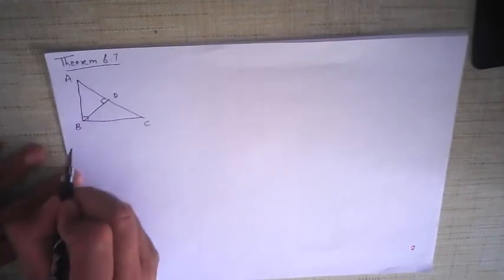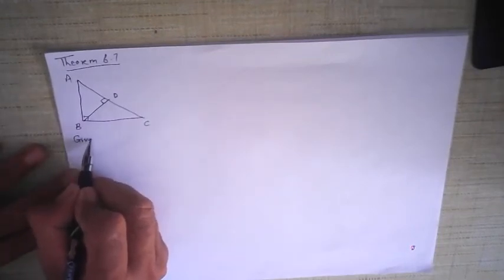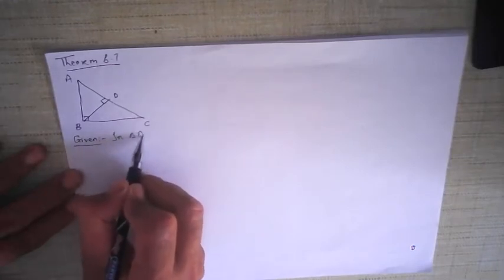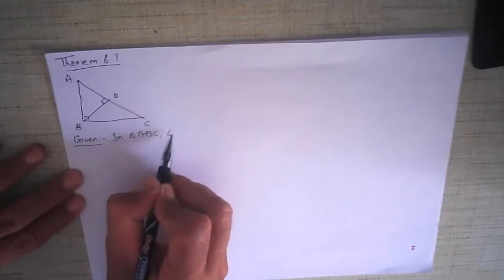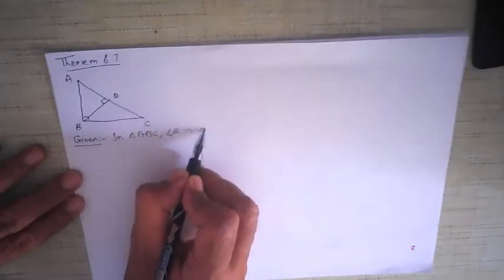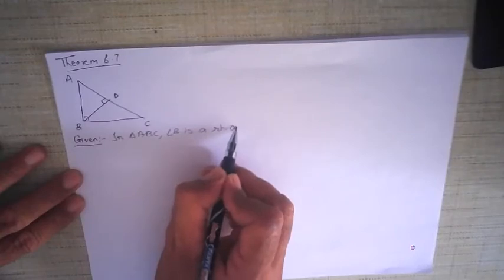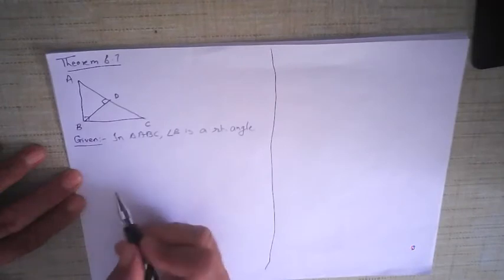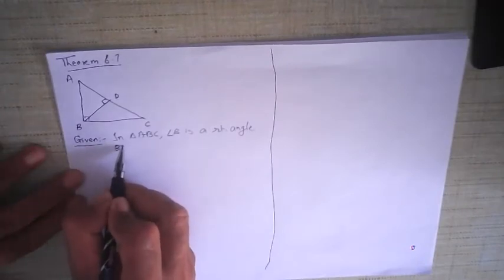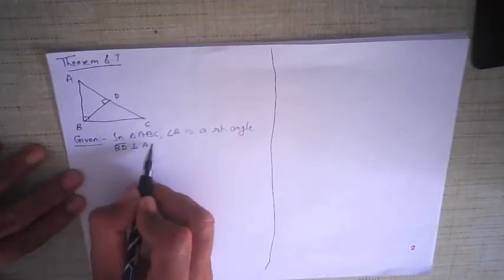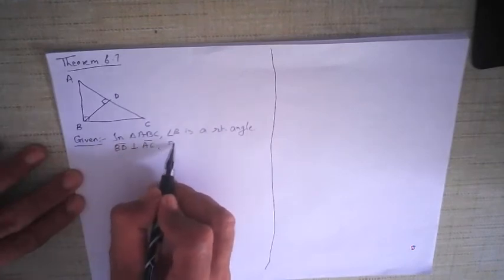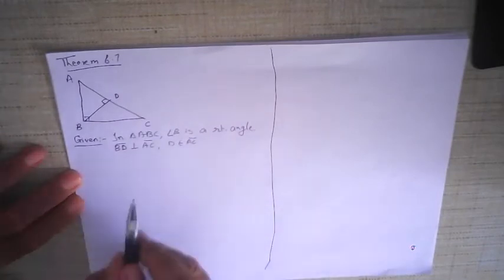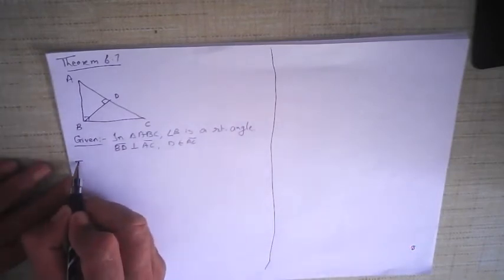Alright, so what are we given here? Given, in triangle ABC, angle B is a right angle. Okay, this is given to us. And also BD is perpendicular to AC, where D belongs to AC. D is a point on AC. This much is given to us. We are supposed to prove that.